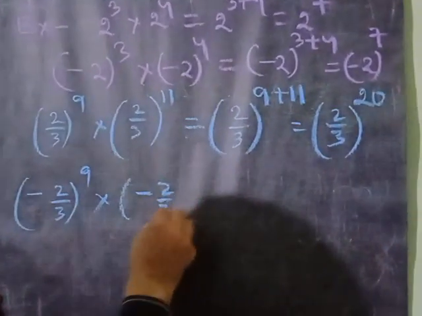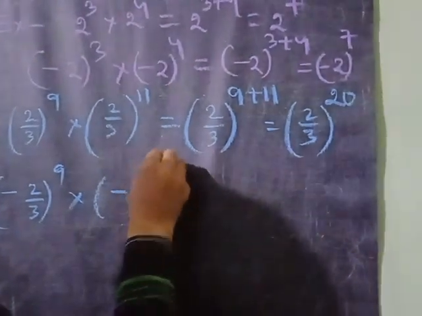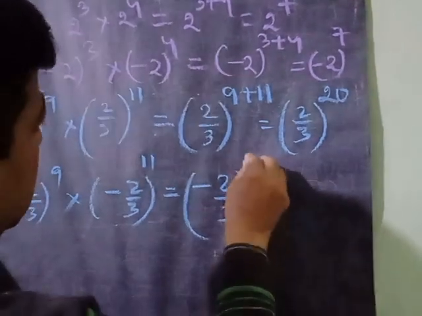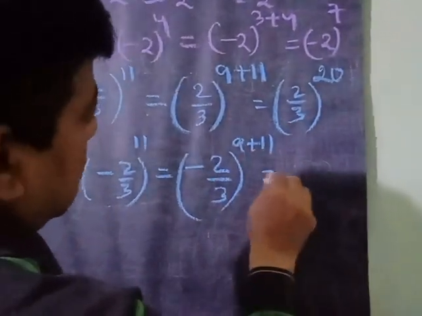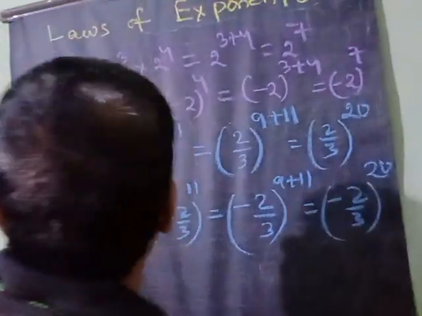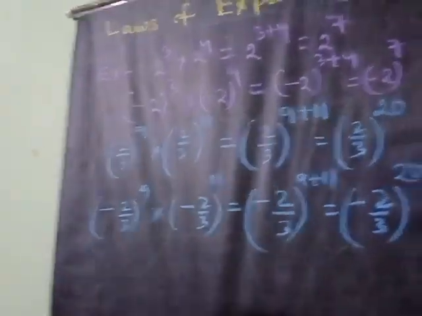Similarly, we are multiplying (minus 2 to the power 3) whole to the power 9 into (minus 2 to the power 3) whole to the power 11. So the resulting base will also be minus 2 by 3 whole to the power 9 plus 11, that is, (minus 2 to the power 3) whole to the power what? 20. Okay. Is it clear?